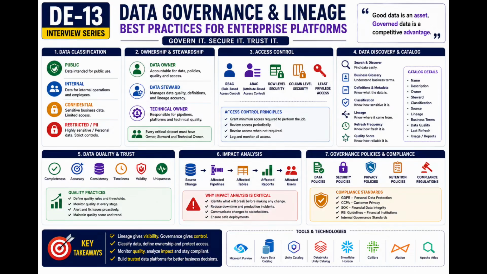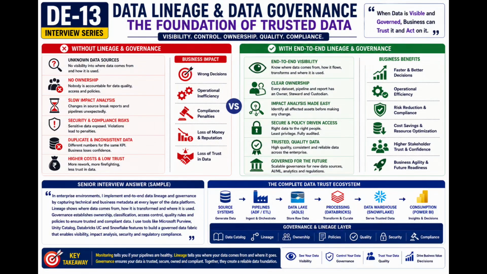Now let's answer the interview question directly. So if the interviewer asks, how do you implement data lineage and data governance in an enterprise environment? Our answer would be, in an enterprise environment, I treat data lineage and data governance as platform capabilities rather than individual pipeline features. For data lineage, I capture the end-to-end flow of data from source systems through ingestion, storage, transformation, curated layers, data warehouses, semantic models, and BI reports.